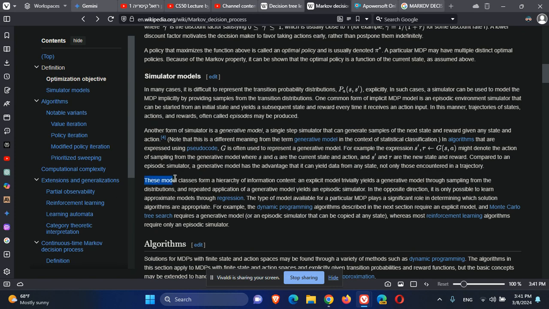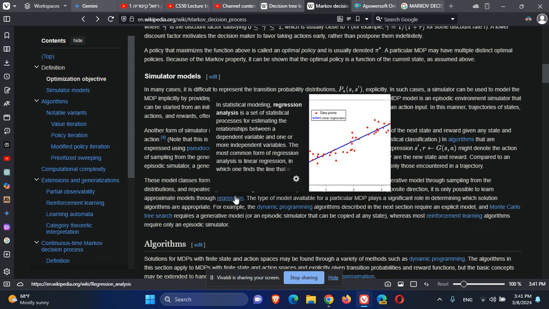These model classes form a hierarchy of information content. An explicit model trivially yields a generative model through sampling from the distributions, and repeated application of a generative model yields an episodic simulator. In the opposite direction, it is only possible to learn approximate models through regression.